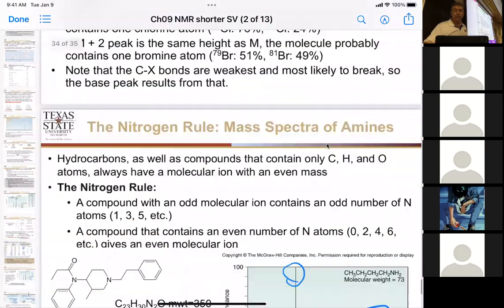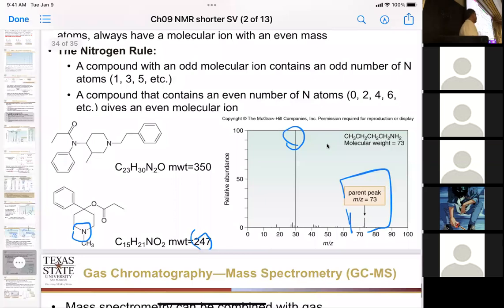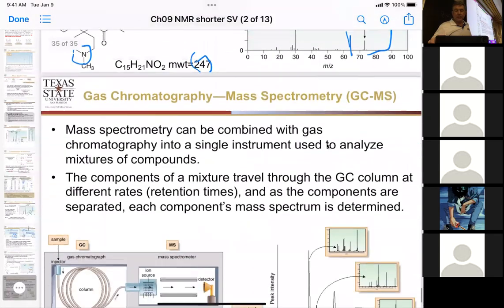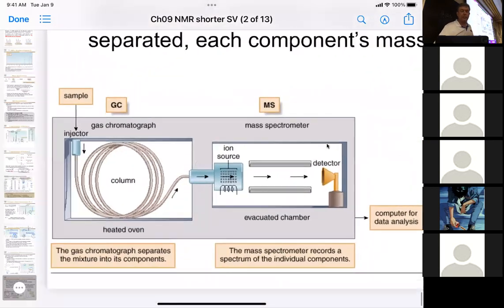So if you have an odd molecular ion peak, you can say your compound has nitrogen in it, 1, 3, or 5, an odd number of nitrogens. That's a really good way to distinguish between two choices that you're given. If the molecular ion peak is odd, then it has to be whichever choice has one nitrogen in it. All right. So the last thing I want to talk about is how we can actually use this.